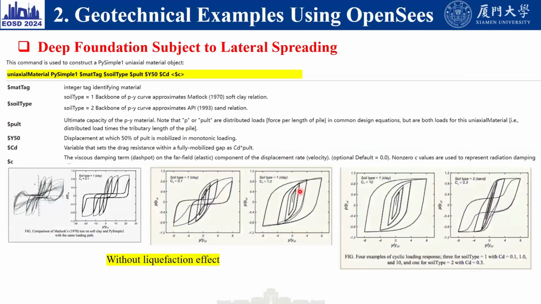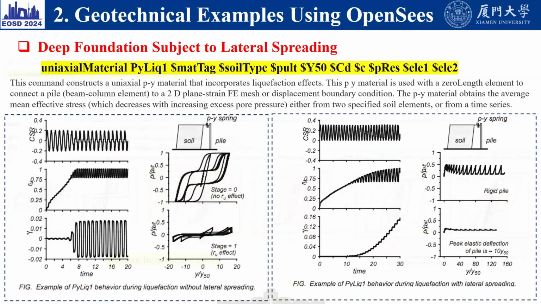PY simple one did not consider liquefaction effect. So that's why PY liquid one was developed to account for liquefaction analysis by Professor Ross Boulanger at UC Davis. So this model is very powerful because the PY spring will call the excess pore pressure or effective stress from surrounding soil, and in the code it will compute the force and impose on the pile.